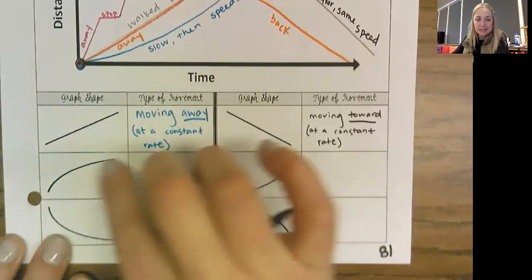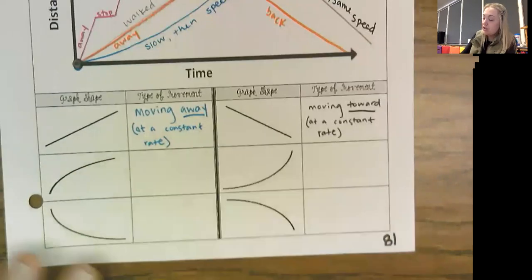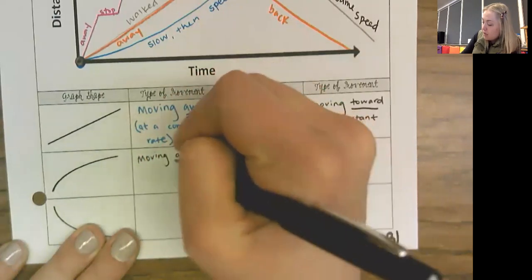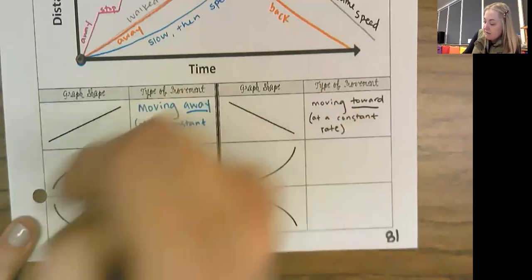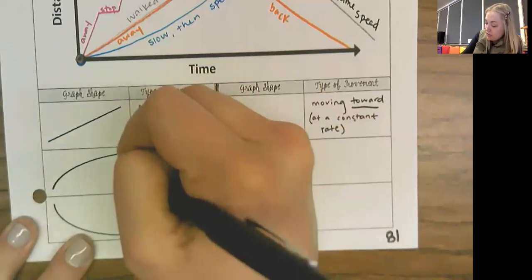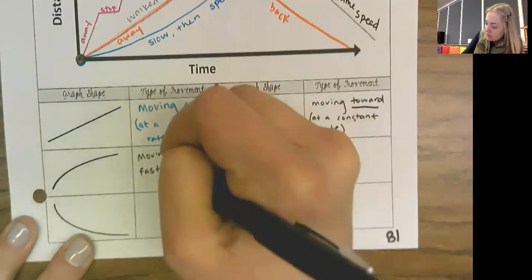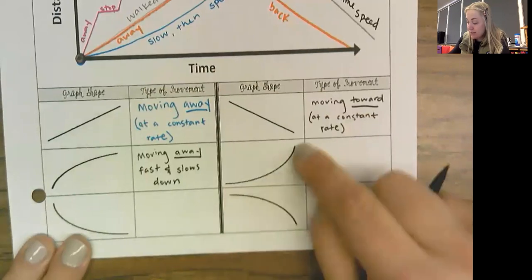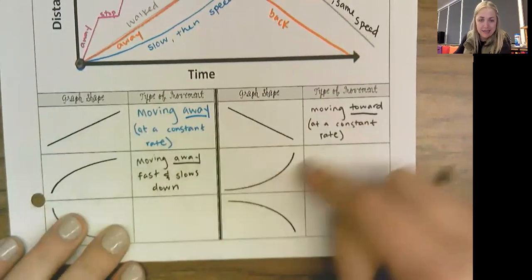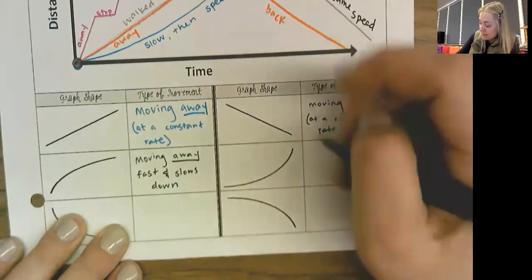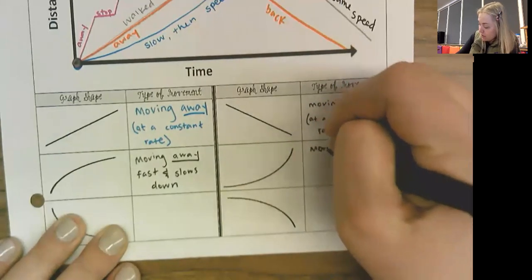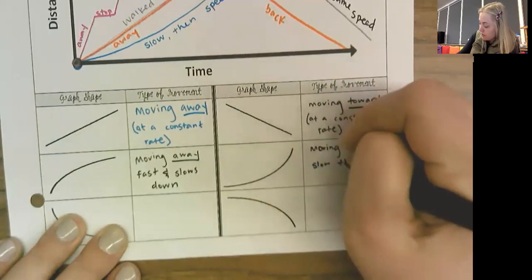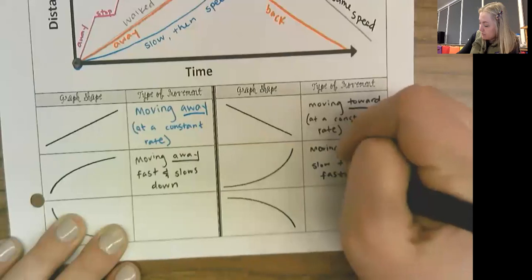Okay, what does it look like this? Well, that one changes the rate. So you're still moving away, but this one is fast at the beginning and slow. So fast and slows down. This one is moving away again because it's increasing, but it starts off slow then fast. So moving away, slow, then faster.